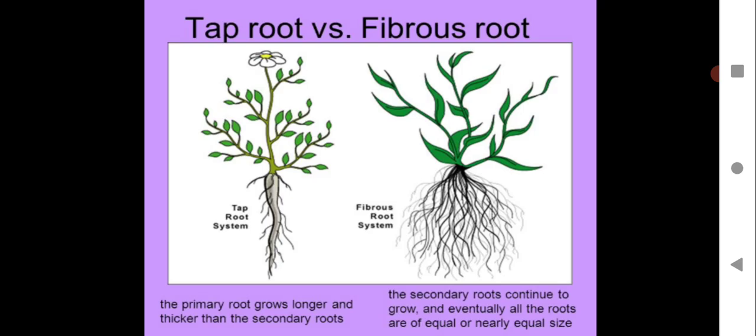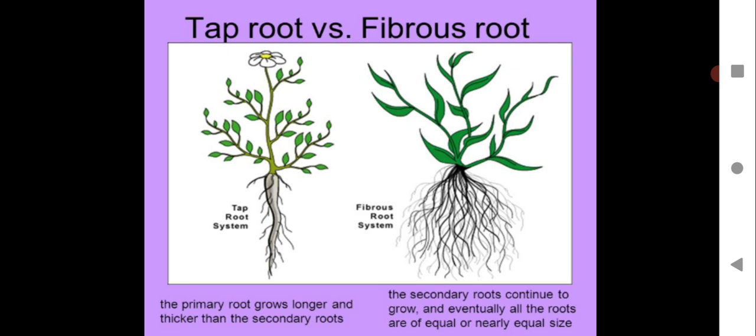You can just see taproot versus fibrous roots. Just now we talked about taproot and fibrous root. Here you can see the taproot has one thick main root and all fine roots attached to it. Those fine roots are called lateral roots. So taproot will have one main prominent thick root and all fine lateral roots. The primary root grows longer and thicker than the secondary roots, those are smaller.